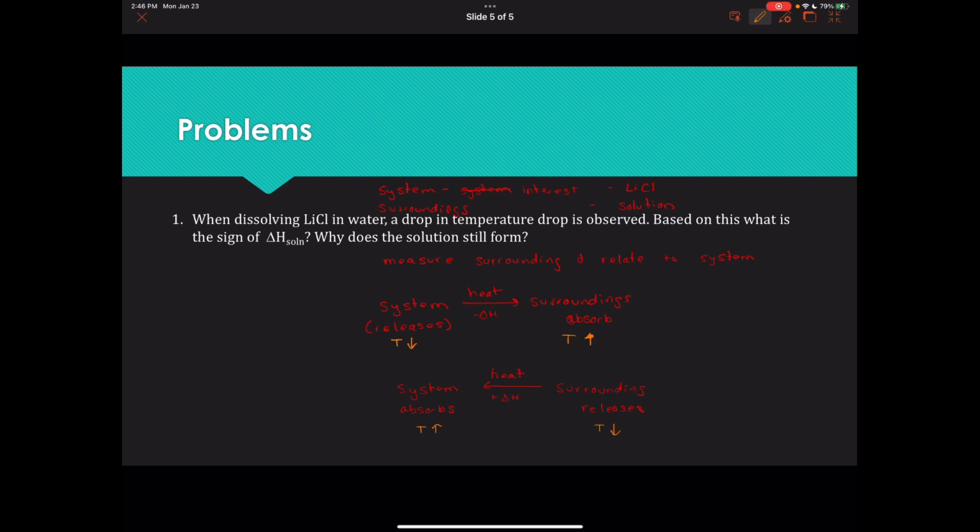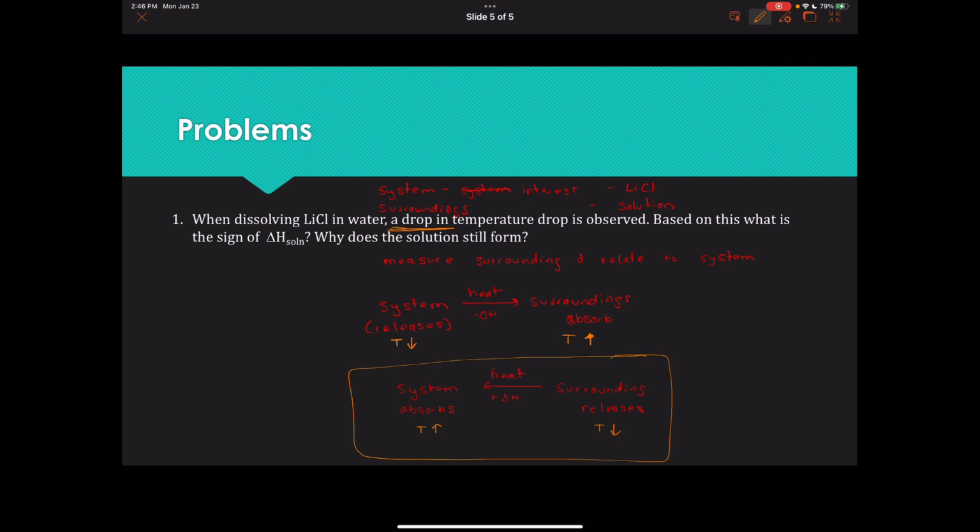So now let's take a look at the question again. We're dissolving lithium chloride. We see a drop in temperature. If we're measuring the surroundings, so if the temperature of my surroundings is dropping, that means heat's leaving my surroundings and it is entering my system. And if it's entering my system, we've got a positive delta H. Now remember, we said ideally we want a negative delta H for something to be always spontaneous. But here we've got a positive delta H.